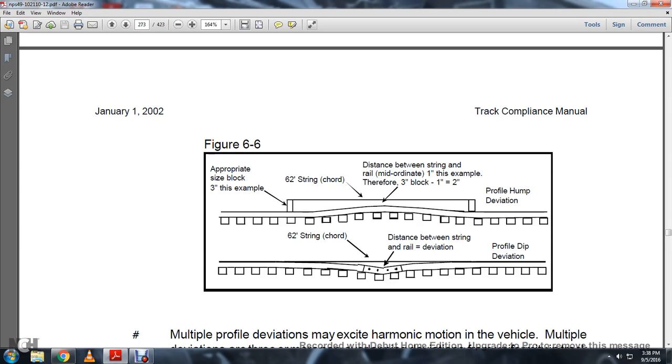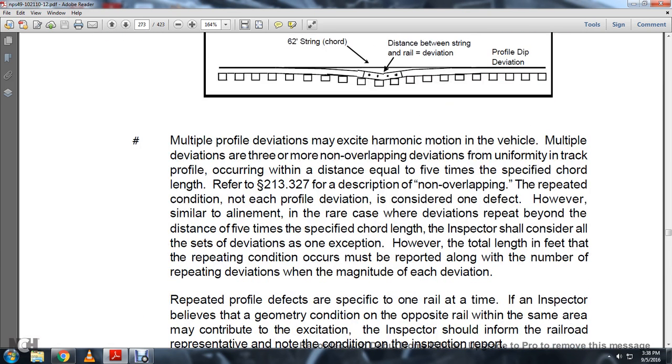Figure 6.6. Appropriate size blank, 3/8 of an inch. You have your 3-inch block at a 62-foot chord with a mid-ordinate contacted at the 3-inch block, with 1.5 minus 1 inch equals 2 inches of high elevation. Profile hump deviation: the 62-foot chord, distance between the string and the rail. Deviation profile dip of the deviation. Okay, multiple profile deviations may excite the harmonic motion of the vehicle.